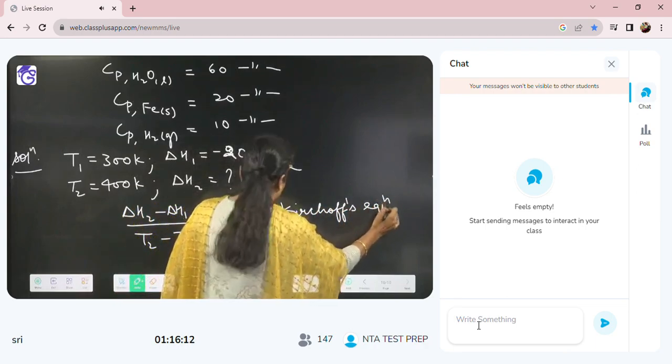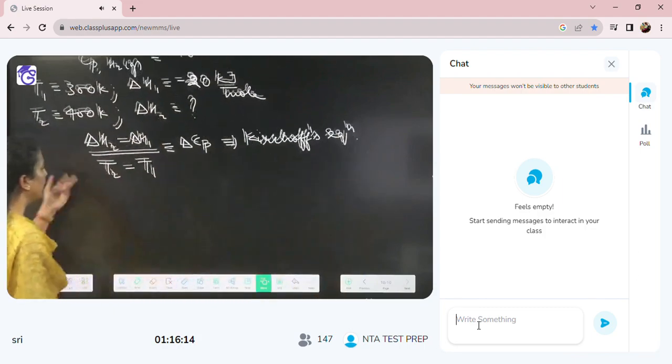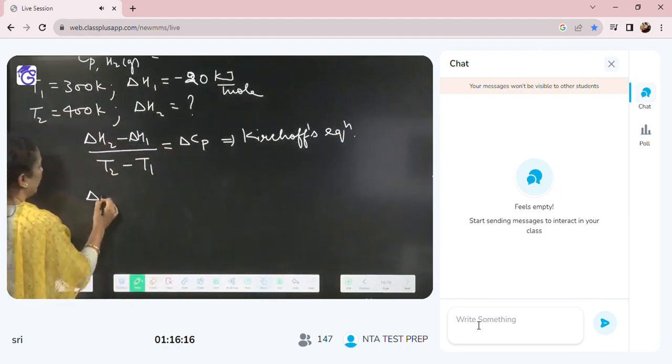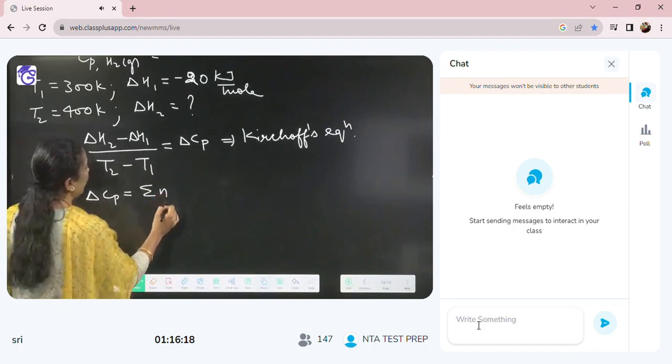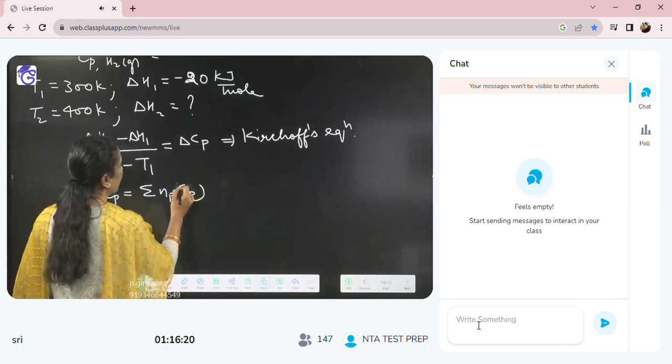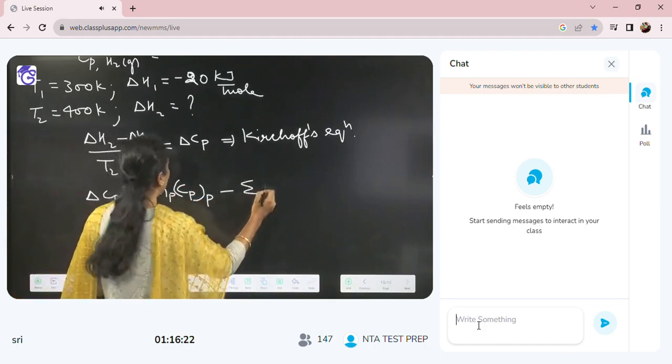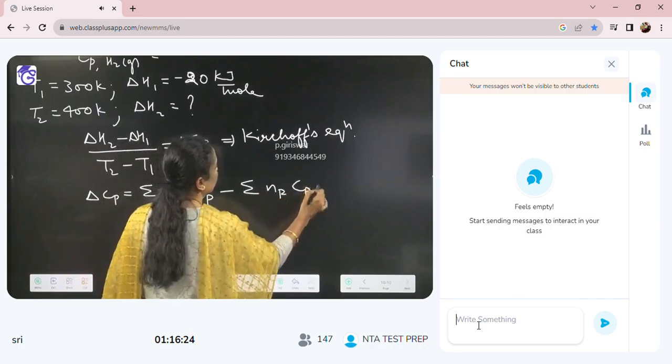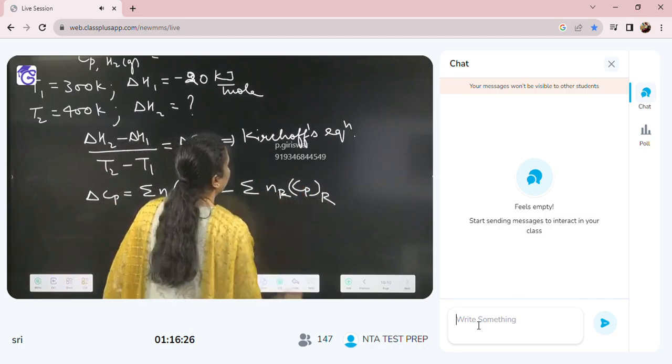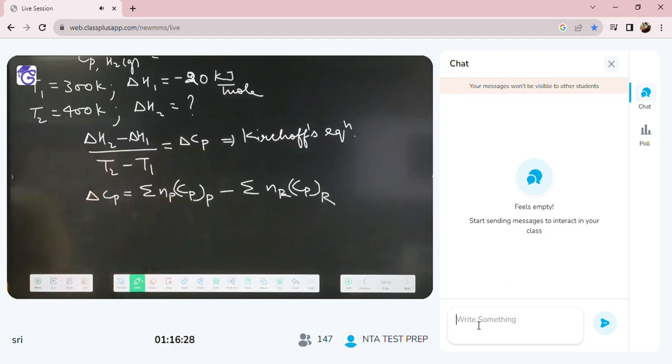And here delta Cp you can easily find out the way you find out delta S. So delta Cp is the summation of number of moles of product into Cp of product minus the summation of number of moles of reactant into Cp of reactant. So using this you first find out the delta Cp value. All of you find it out.